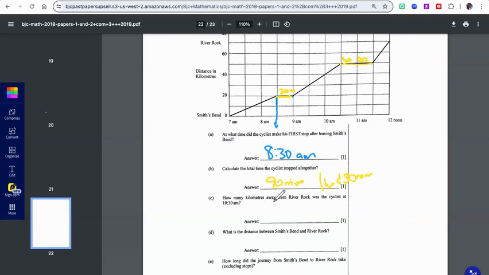The next question says, how many meters? Oh my God.